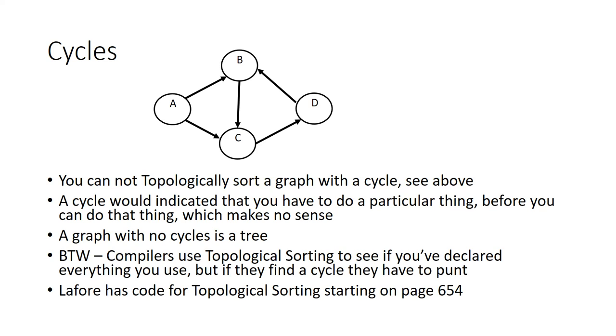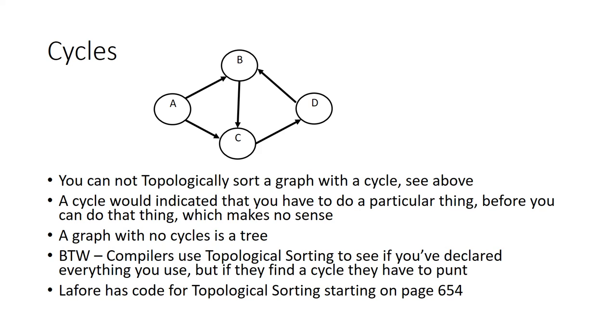So in a sense, we could say that you can't do topological sorts on a graph. You can only do them on a tree. But we normally think of these sort of sprawling trees, such as the one we did for our prerequisites, as having more to do with graphs than having to do with trees. By the way, compilers use topological sorting to see if you've declared everything that you use before you use it. And if they find a cycle, they have to punt.